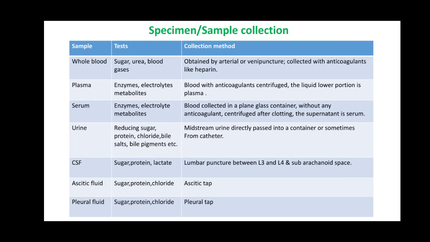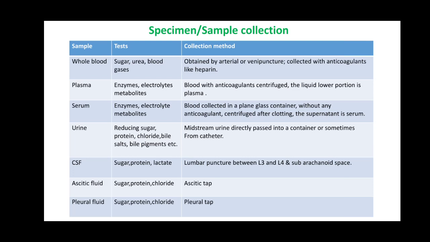For whole blood, the tests undertaken are sugar, urea and blood gases, and the collection method is arterial or venous puncture, collected with anticoagulants like heparin. By using anticoagulants the whole blood will not clot, so it can easily be examined for such tests. The next is plasma, where we can test enzymes, electrolytes and other metabolites. The collection method is blood with anticoagulants, which is later centrifuged, and the upper portion we get is the plasma.